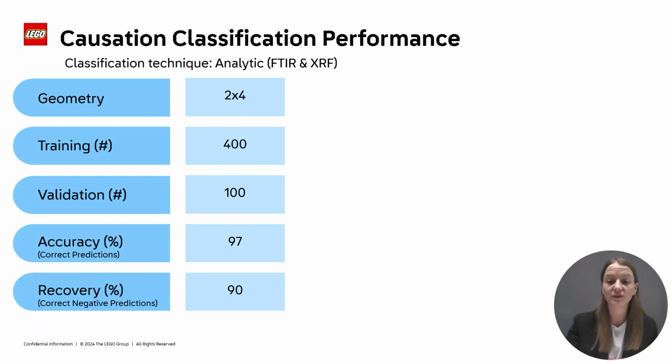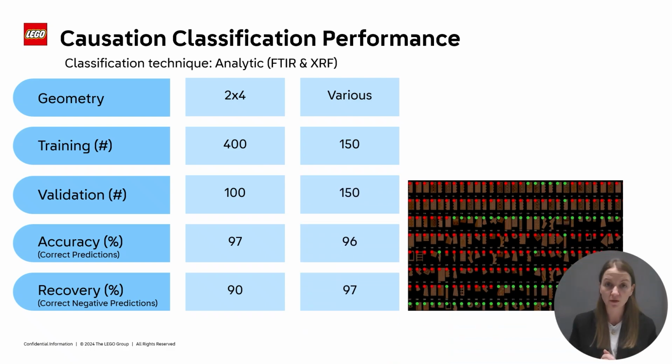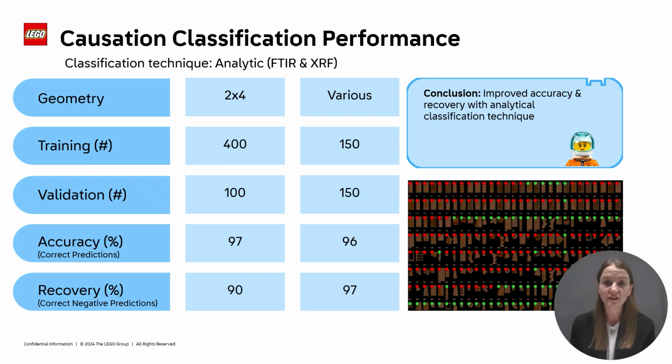So the next step was to include more geometries in our training set, and we included 150 of these and also 150 for the validation. We combined the model, so it consists of input for in total 550 elements, and you will see the validation prediction here in the corner to the right. You will notice we kept the accuracy of 96 and we increased the recovery to 97. So in conclusion, we see an improved accuracy and recovery when we use the analytical classification technique.